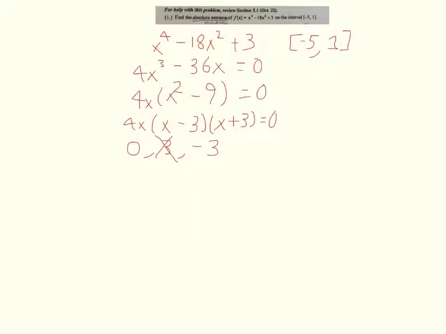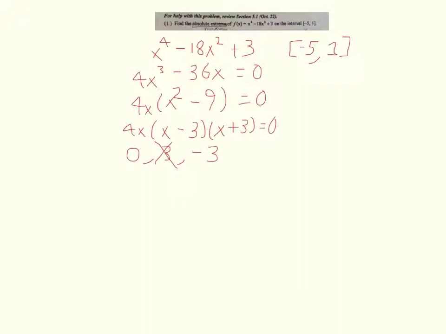Now that we know the critical points, we can just set up a table. So we have x, y. We're going to test the critical points and we're going to test the endpoints. So the first endpoint is negative 5. Then we get to negative 3. Then we get to 0. Then we get to 1.